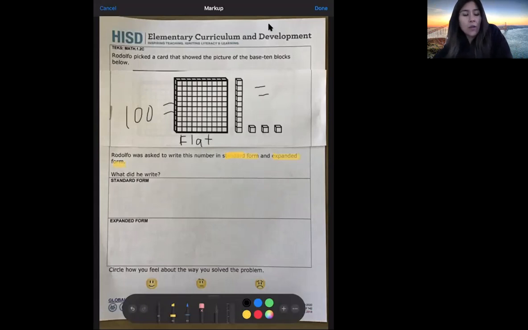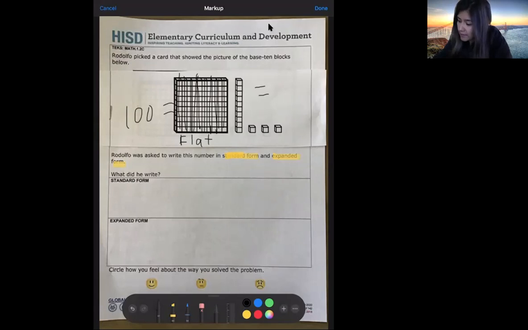And why is the value of this flat 100? Well, if you remember, there are 100 ones in this flat, or there are 10 tens in this flat. And if we count 10, 20, 30, 40, 50, 60, 70, 80, 90, 100. In total, there are 100. So the value is 100.